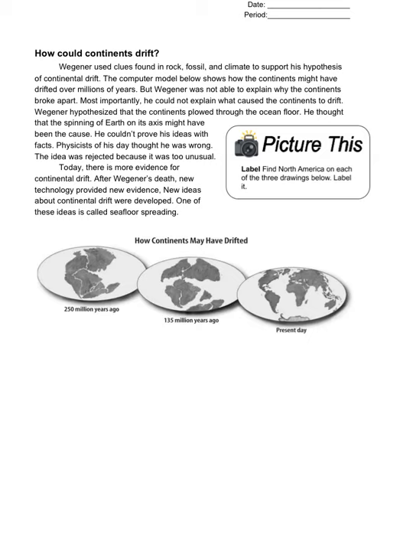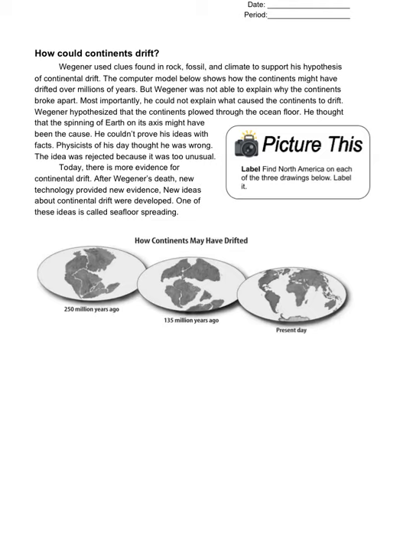How could continents drift? Wegener used clues found in rock, fossil, and climate to support the hypothesis of continental drift. The computer model below shows how the continents might have drifted over millions of years. But Wegener was not able to explain why the continents broke apart. Most importantly, he couldn't explain what caused the continents to break apart.